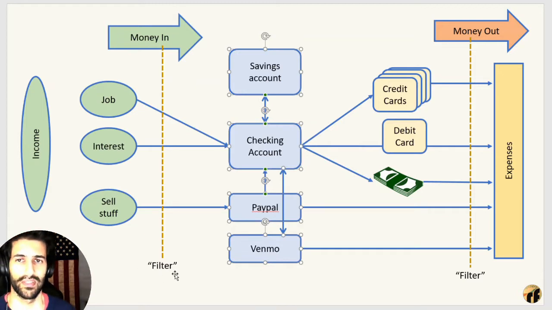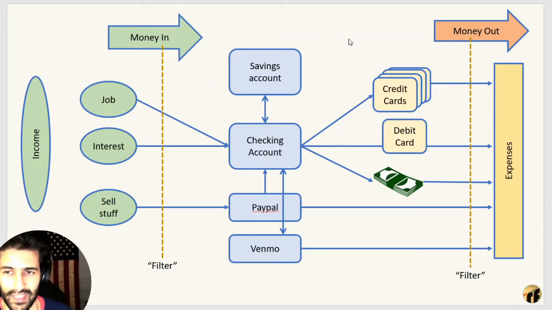So the first thing that we're going to do is create a list of all the accounts that we have, and basically what we end up making is a balance sheet, or sometimes known as a net worth statement. And that's what we're going to be doing in this video.